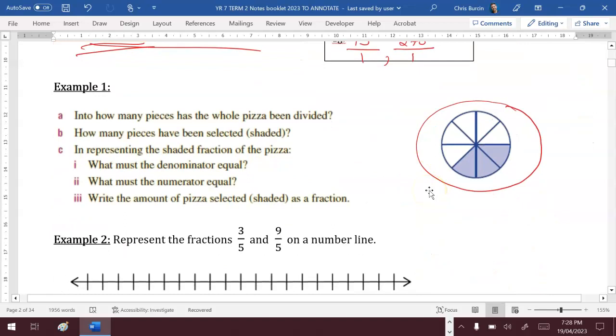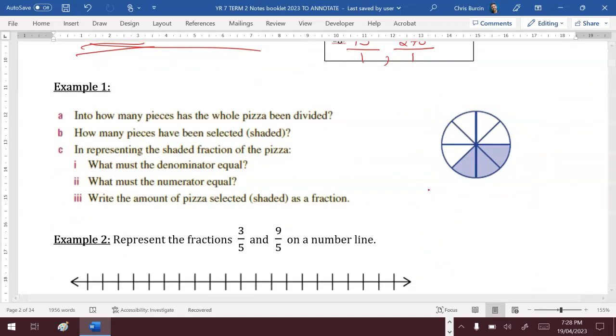So now let's have a look at this. We've got a pizza, I'm going to call it a pizza. It's a pizza pie. So in total, how many pieces is the pizza divided into? 1, 2, 3, 4, 5, 6, 7, 8 pieces, all right? How many pieces have been selected or shaded? 1, 2, 3. That's 3 pieces. Okay.